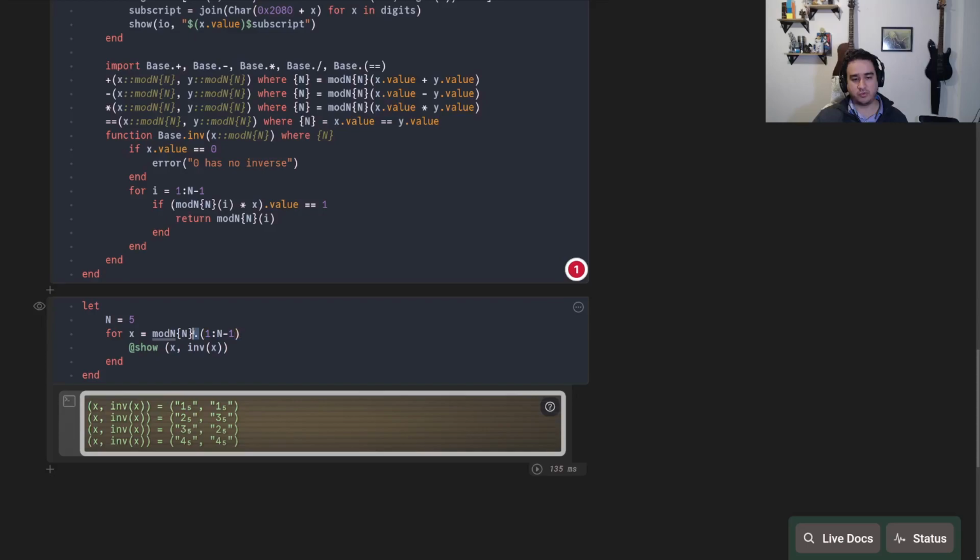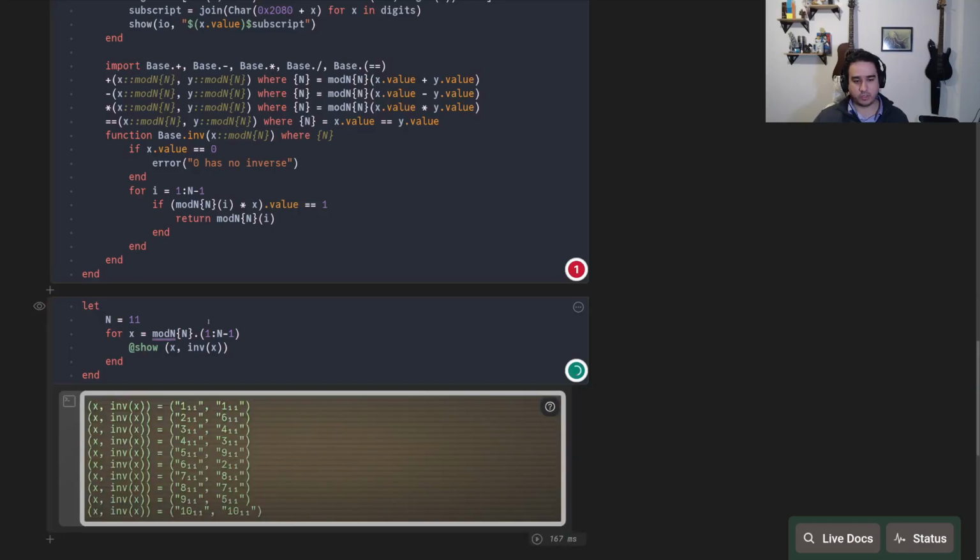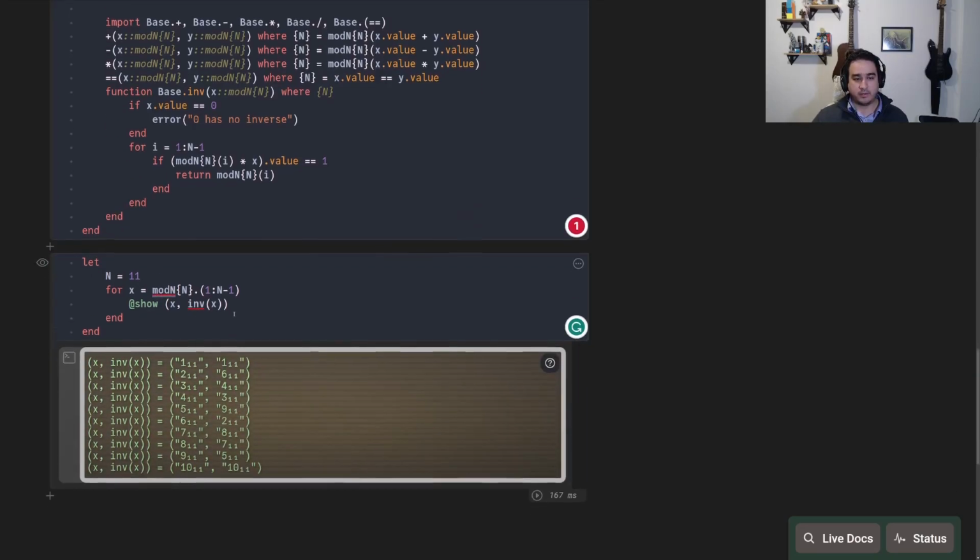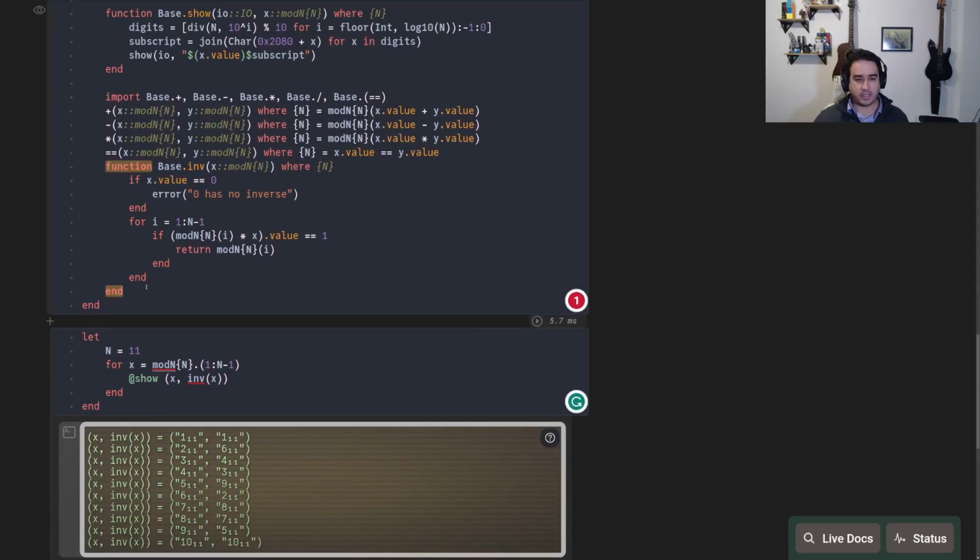Remember, I can use Julia dot operation to broadcast to this array, this range. So the inverse of 1 is 1, the inverse of 2 is 3, the inverse of 3 is 2, inverse of 4 is 4. I like this one, the inverse of 4. For mod 11, it should work as well.